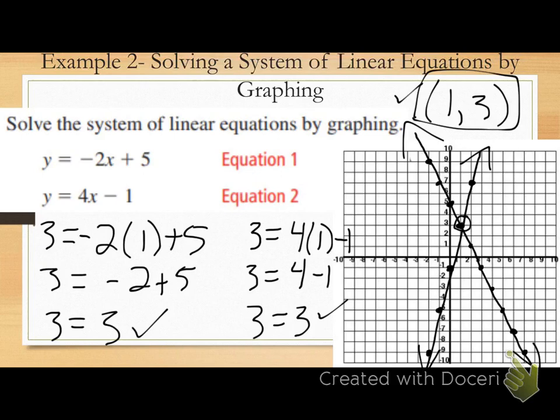To solve a system of equations by graphing, graph the two equations on the same graph. Wherever they're crossing each other is your solution. How many answers do I have here? How many points do they have in common? Just 1. Most of the time, you'll only have one solution for your system of equations. They'll only share 1 point most of the time. Okay? Questions on that?